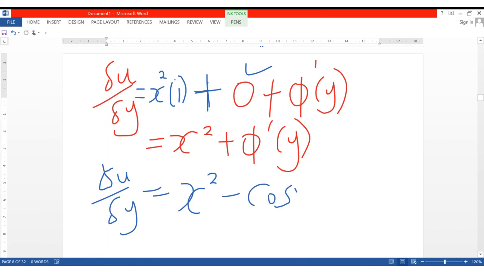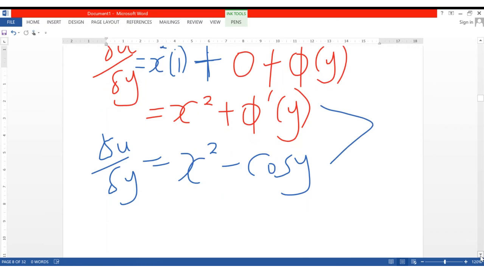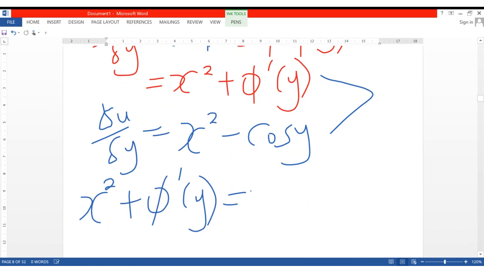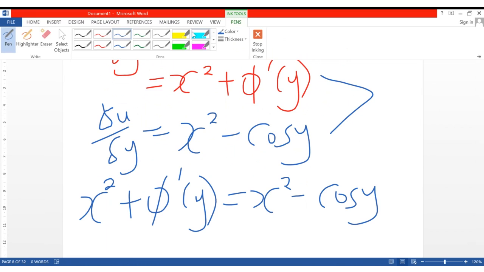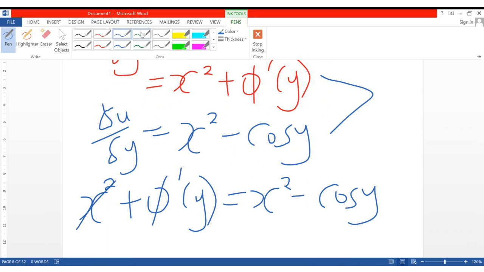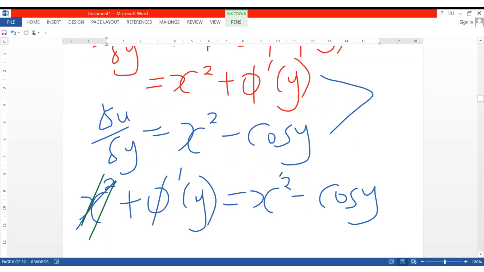Now you can see all of them are partial u, partial y, so these two must be equal. I will equate the two. It means that x squared plus phi prime of y must be the same as x squared minus cos y. The x squared terms can easily cancel because they are identical, and they reduce to 0.